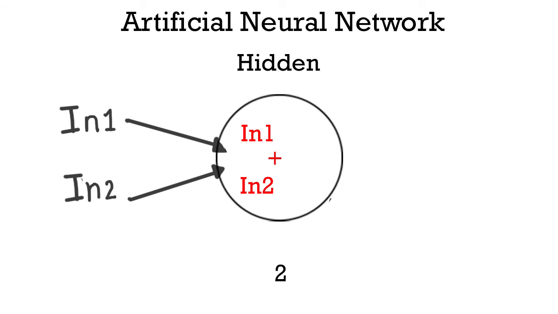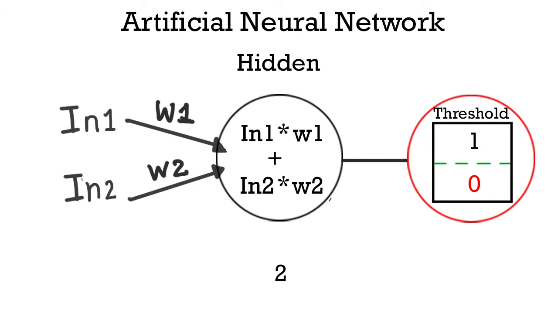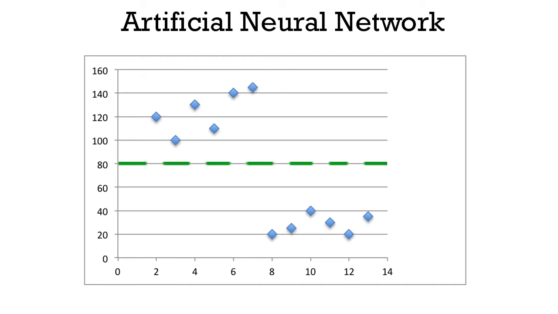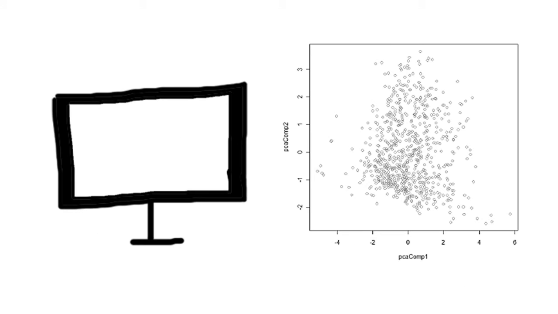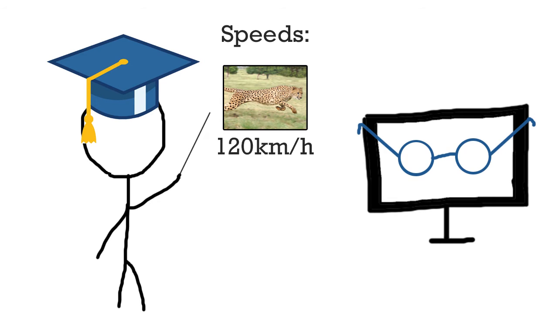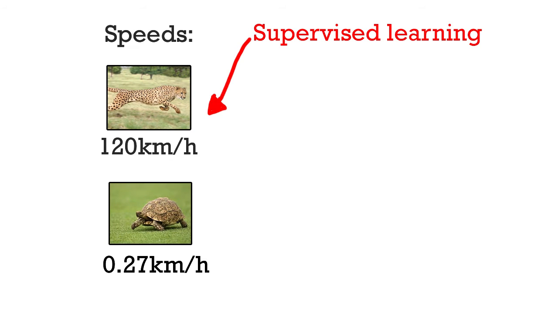The sum of the inputs multiplied by their corresponding weights is then run through an activation function. The activation function has a threshold value that determines whether the output will be 1 or 0. In the case of our cheetah example, a 1 could mean that the input belongs to a cheetah, and a 0 could mean that it belongs to a tortoise. But how do we get to the stage where the computer can classify data? First, we have to teach it what the speed of a cheetah is and what the speed of a tortoise is. This strategy is called supervised learning.